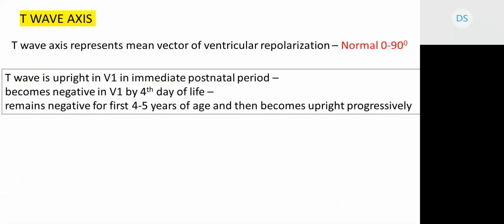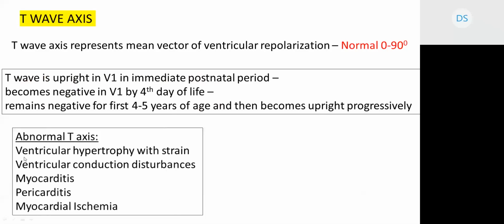After that it becomes negative from the 4th day of life, and it stays negative for a couple of years, which is usually 3, 4, 5 years. And after that, it again becomes positive. So any T wave which remains negative after the age of 8 years is considered abnormal. Till 8, you will accept it to be the normal transition phase.